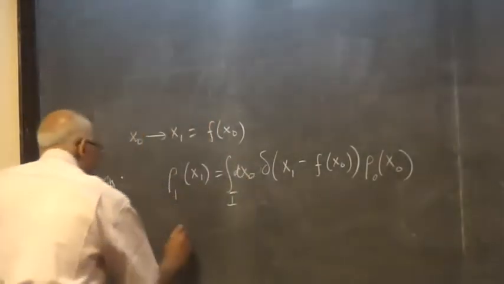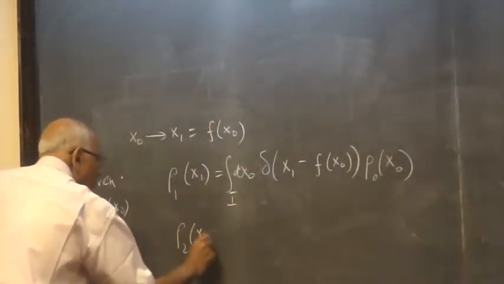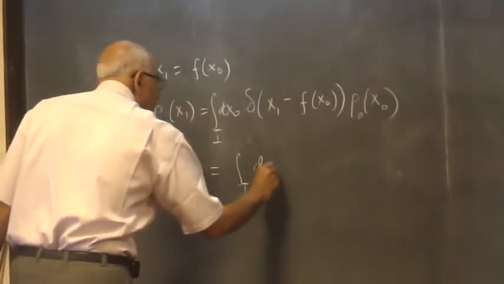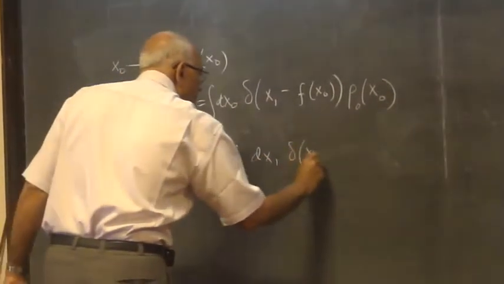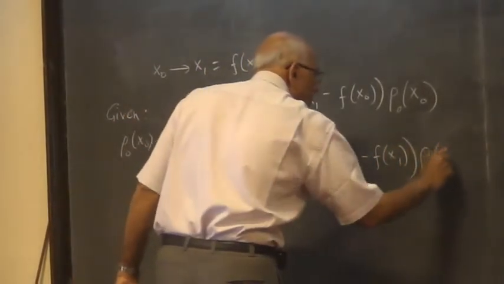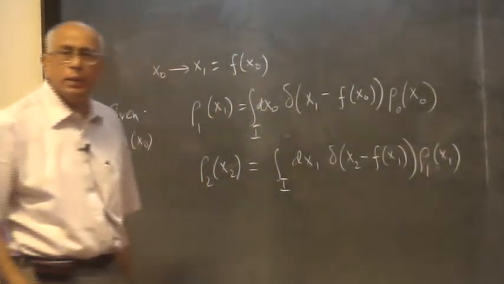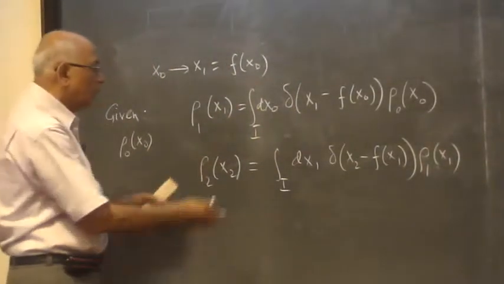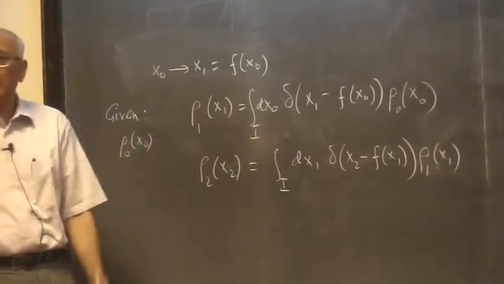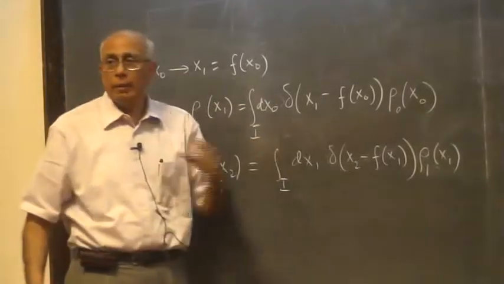Now what's rho 2 of x2? That of course would be exactly the same as this. It would be the integral dx1 delta of x2 minus f of x1, rho 1 of x1. And I plug in for rho 1 of x1 what I already know, this formula here, and you get a product of two delta functions integrating this.